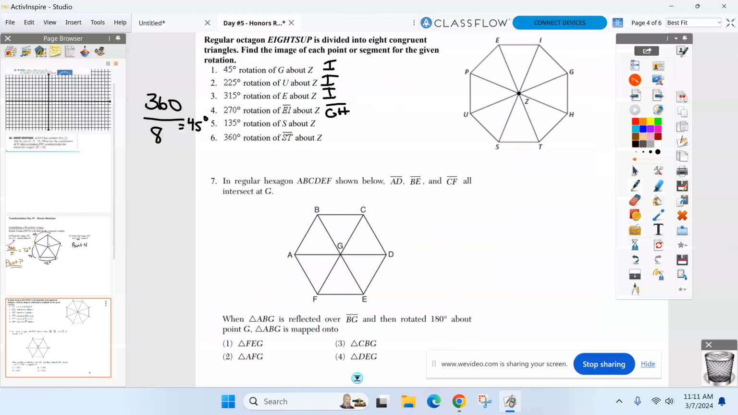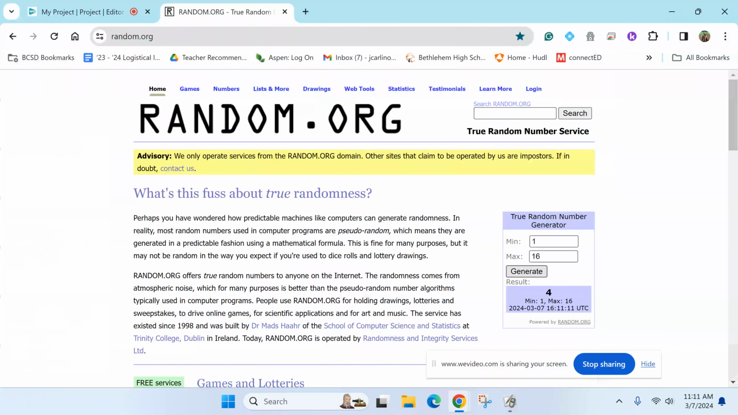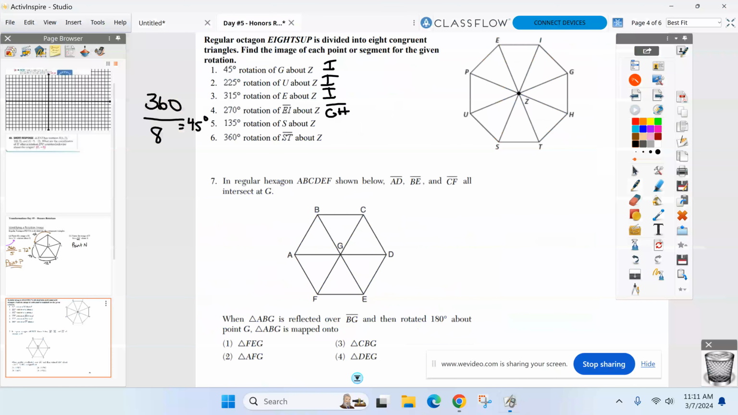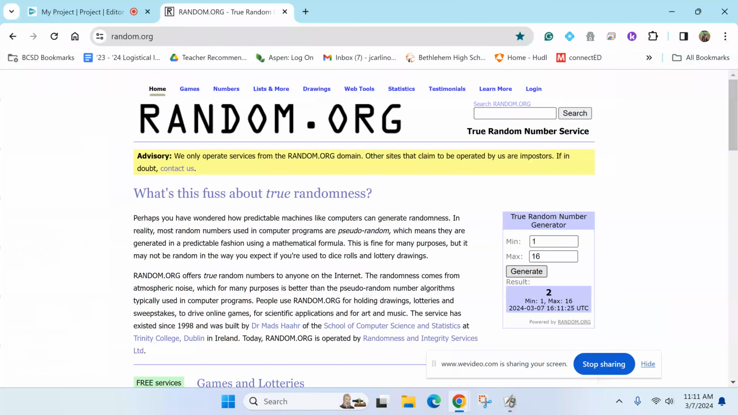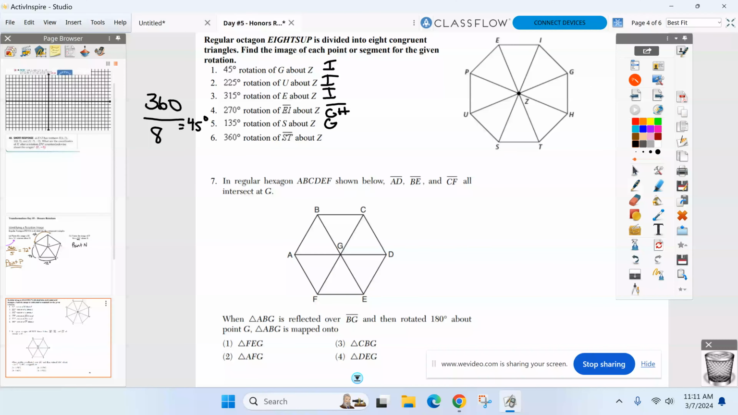All right, 135 around point S. Ooh, where am I going there? Doyle? That's point G. Good. And then how about this last one? 360. Zoe? Yeah, right where you started, right? How many of you divided that by 45 and started counting? You're like, oh, I start right back at the beginning. You wouldn't admit to it anyway.